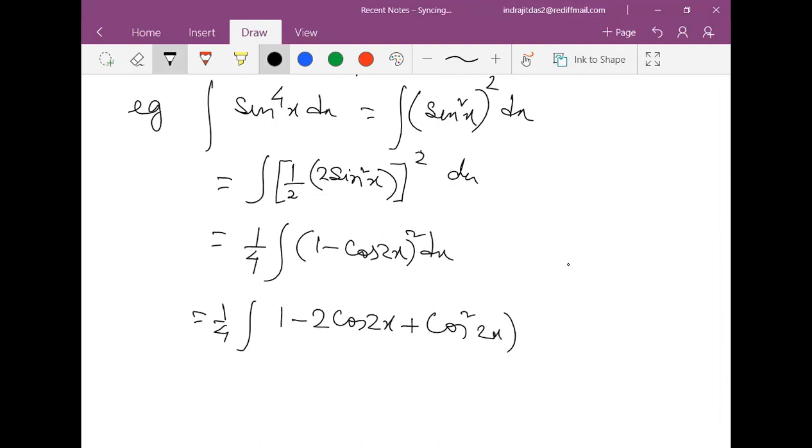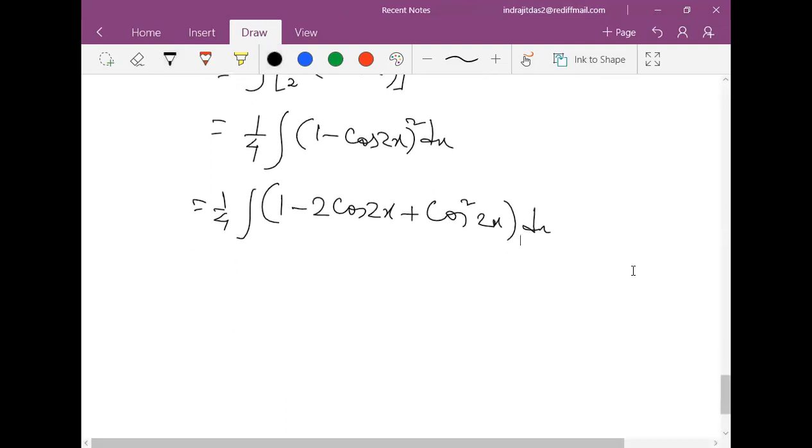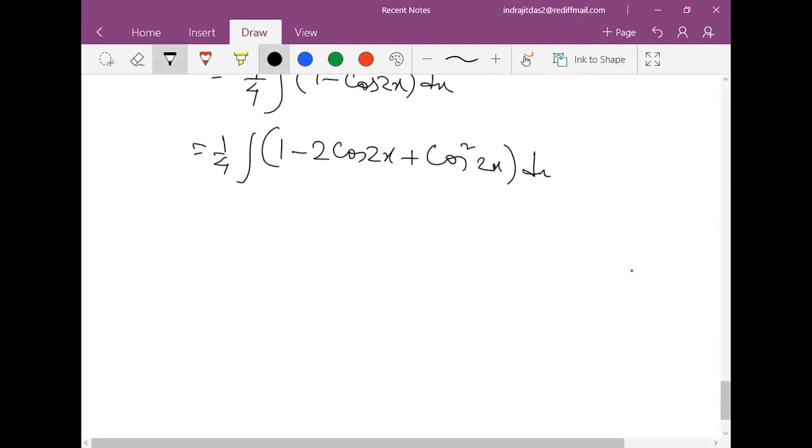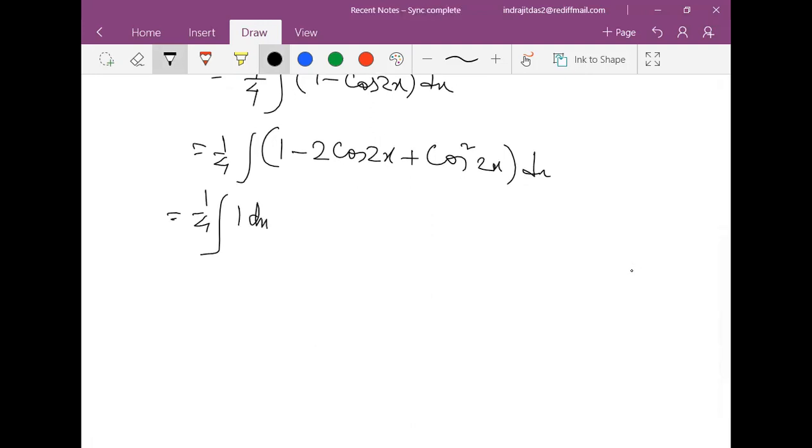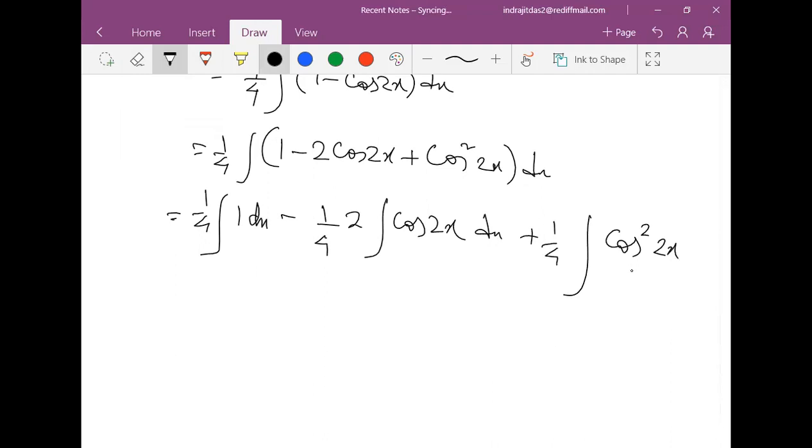Here again a problem is arising: cos square, again an even power of cos. So here we again need a multiple angle. This will become 1 by 4 outside. First is 1 dx, then 1 by 4, there is a minus sign, not a plus sign. This is minus 1 by 4 outside 2 cos 2x dx. Then 1 by 4 outside integration cos square 2x dx.